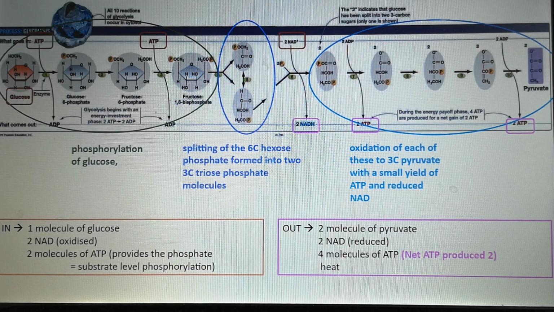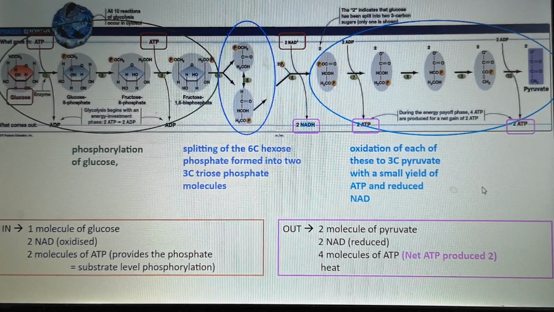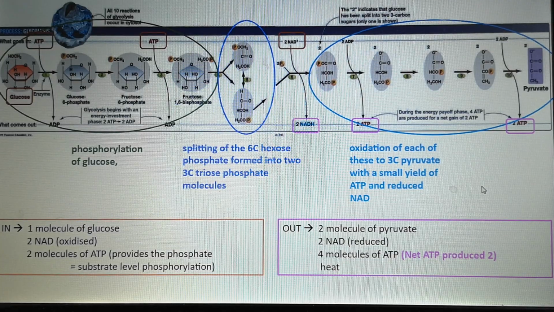So the 3 steps that you need to know, if I use my mouse here, this is the first step, the phosphorylation of glucose. This is the second step, which is the splitting of the 6-carbon hexose. And then this is the third step, which is the dehydrogenation or the oxidation of the 3-carbon sugar. But each of those steps involves multiple reactions that you don't need to worry about, but if you're confused about where certain molecules are coming from, this explains it.